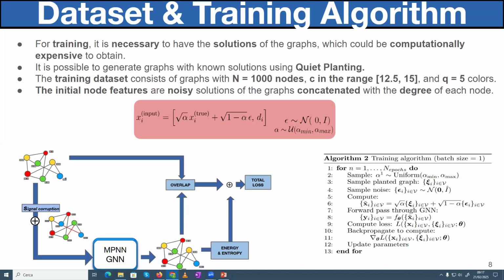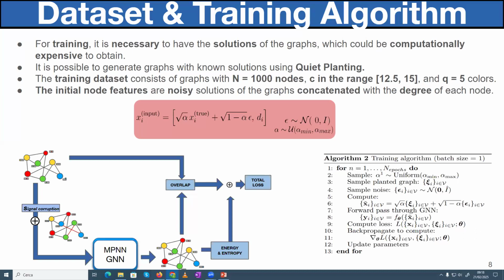So for training, as I said previously, it is necessary to have the solution of the graph. This can be computationally expensive to obtain. For this reason, we decided to use the planted graphs because we are able to generate graphs with a known solution using the planting algorithm. So the training set consists of graphs having 1,000 nodes and a wide range of connectivities. We decided to set Q equal to 5.